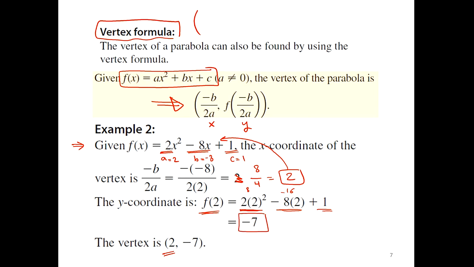So this formula is very important to find the vertex of a quadratic function. Any question? Any question?